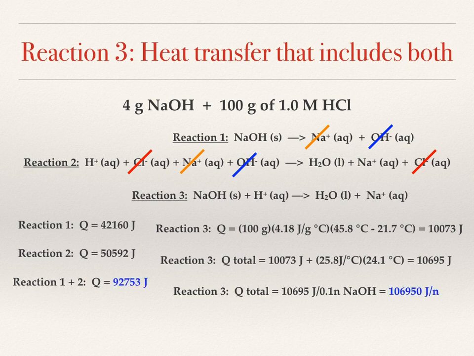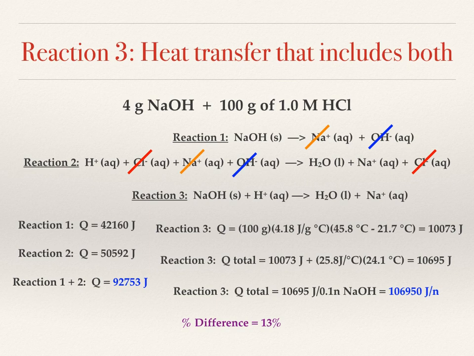Now again, we said that reaction 1 and 2 should add up to what we find out for reaction 3, and those are really close to each other. I think the eyeball test says that those values are pretty close to each other. Plugging them into our percent difference formula, it comes out to be 13%. What I did is I used the accepted value as reaction 3. And I would say that's really, really good data because we are not considering any heat loss to the atmosphere, which probably did happen in our lab.